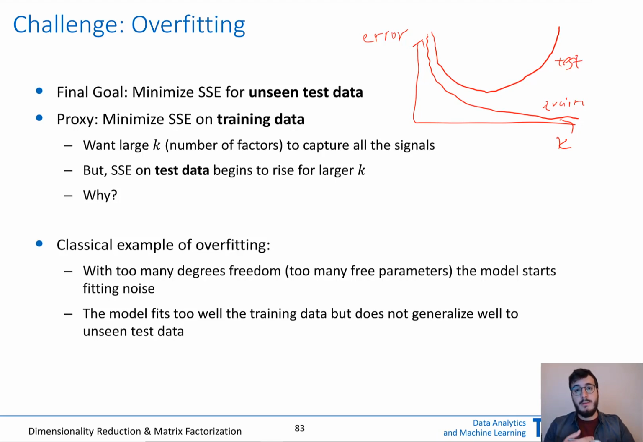This is essentially a form of overfitting, because we have too many free parameters. In addition to capturing all of the signal in the training data, we also capture all of the noise. And even though we have excellent performance, so low error on the training data set, we start having high error on the test data set, which means we're not generalizing. We have overfitted to the training data.